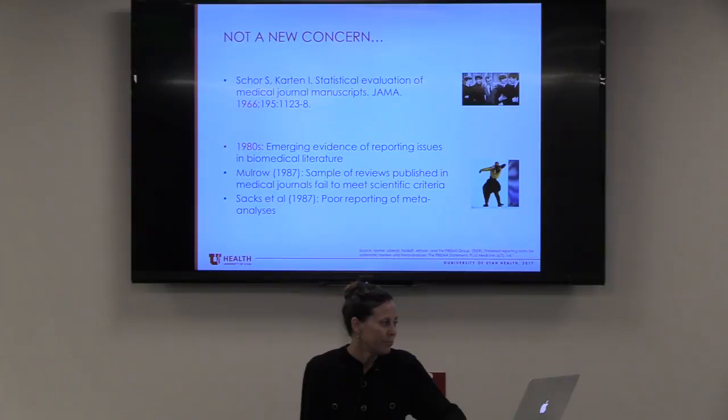And this is not a new concern. The oldest article that I found was dated 1966 that found issues in the reporting of scientific studies, the article in JAMA by Shore and Carden. But it was really in the 1980s where that evidence base started to grow, that started to increase our degree of concern about the whole process of peer review and whether it was really working for us.